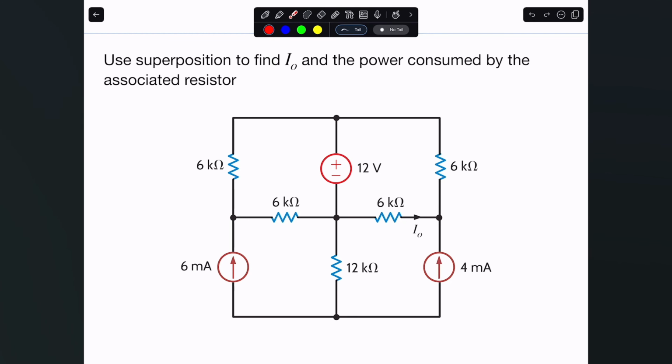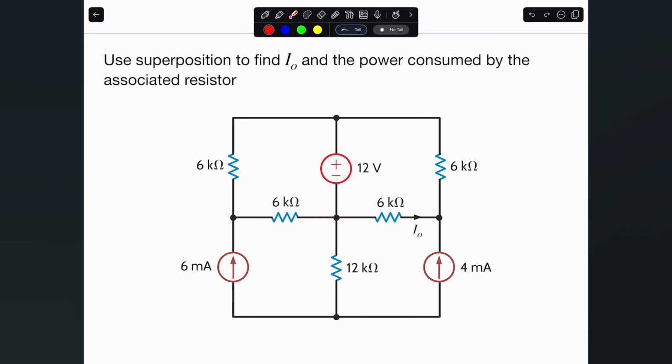In this circuit, we're being asked to use superposition to compute this particular I naught. If you take a look at it, we have three independent sources: two current sources and one voltage source. Superposition tells me that the I naught here is the contribution of each one of these separately, and then you sum them up, just the algebraic sum of the different contributions.